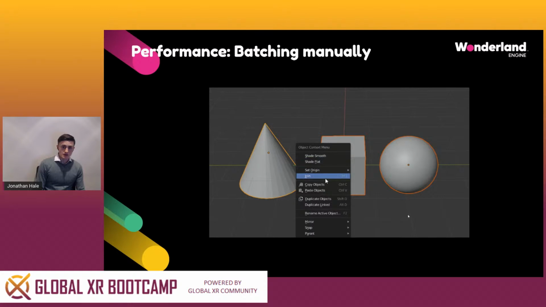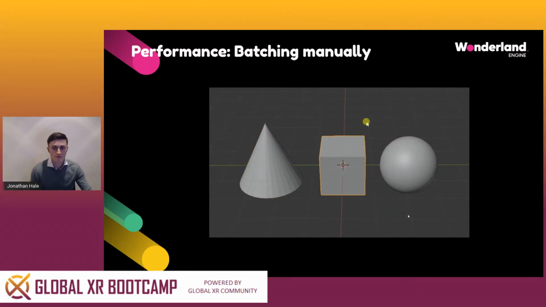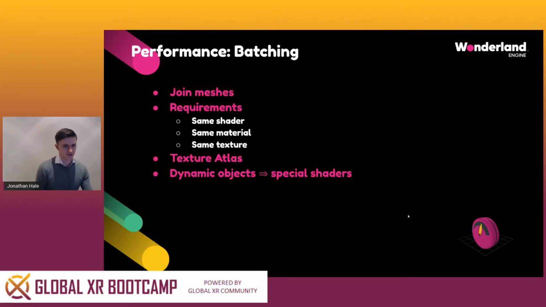Let's see this done. Join. And then they're batched together. Now they're only one draw call. But there are limitations to this. If you join these meshes, you need to fulfill the requirement of them having the same shader, the same material, the same texture, and that makes it a lot less flexible, right?